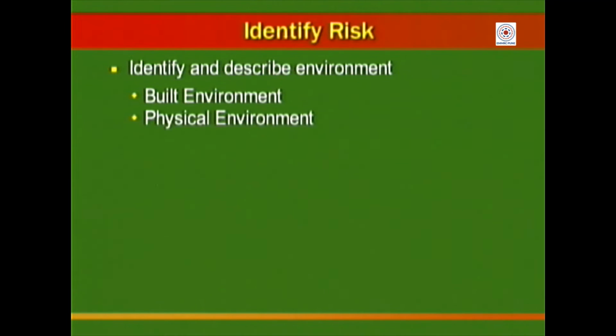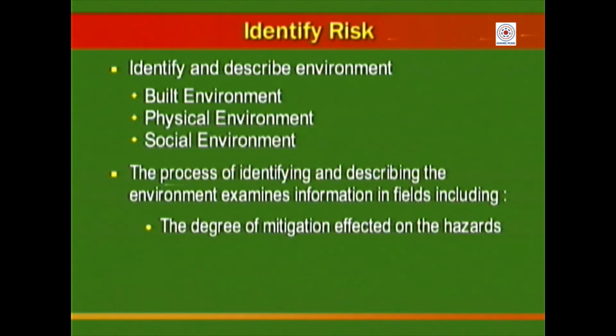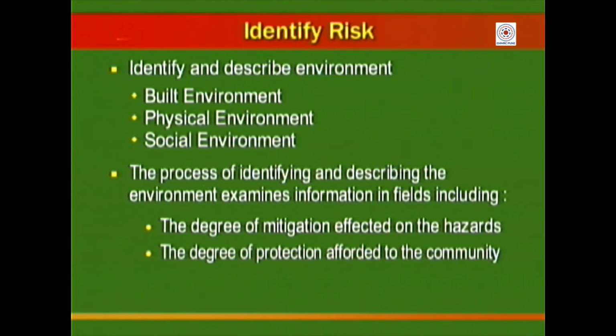Identifying and describing the environment. There might be any number of categories, but broadly we have taken three types: the built environment, physical environment, and social environment. The process of identifying and describing the environment examines information in the field, including the degree of mitigation affected on the hazards, degree of protection afforded to the community, and susceptibility or resilience to the hazard.